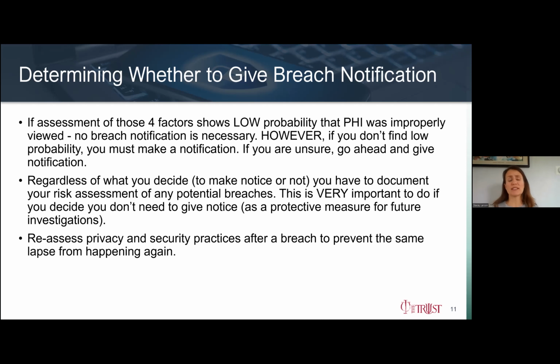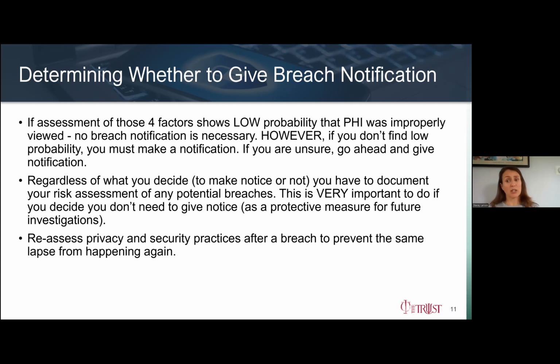And you're going to want to reassess those privacy and security practices anytime there is a potential breach, to prevent the same lapse from happening again. So say you accidentally send the wrong client record, Jane Doe and Joe Doe. You're going to want to ask, how can I fix this for the next time? Maybe it's, I need to double check the name 3 times before I send. It could be as simple as that.